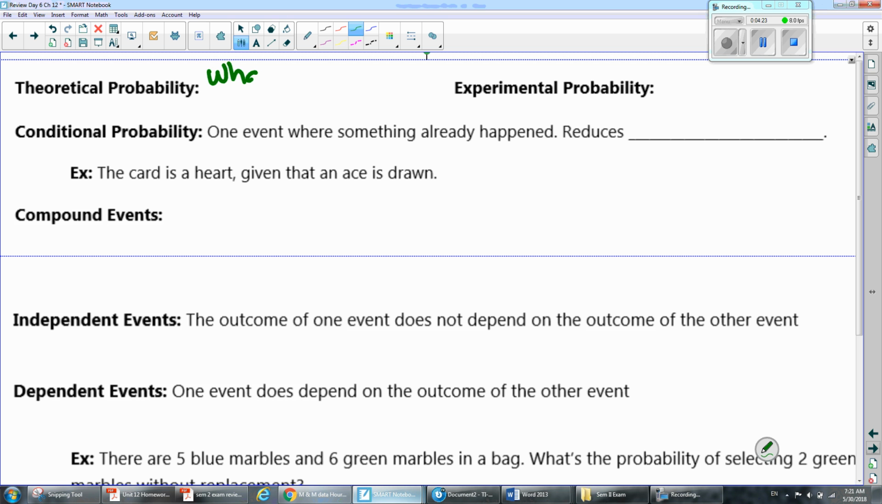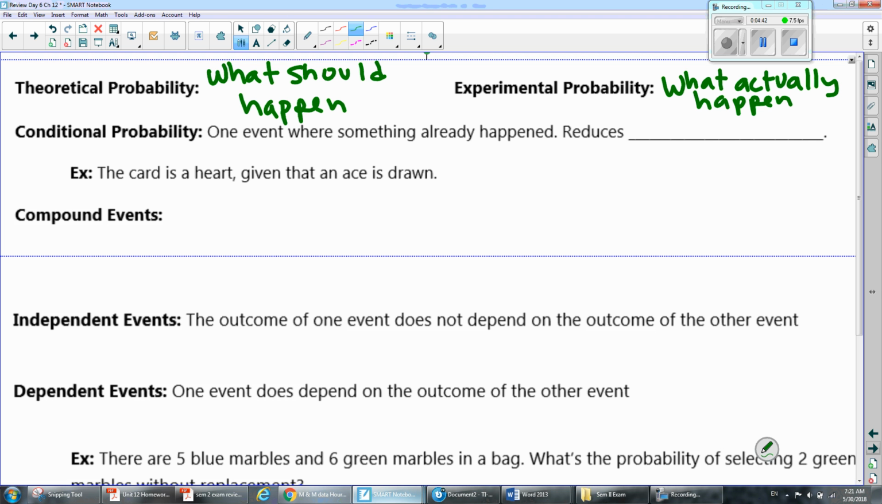Theoretical probability is what should happen in theory. If I was flipping a coin, 50% of the time I should get heads, 50% of the time I should get tails. But experimental probability is what actually happens. So if I flip a coin 10 times, maybe 6 out of the 10 times I got heads, 4 out of the 10 times I got tails. Not exact as the theoretical probability.